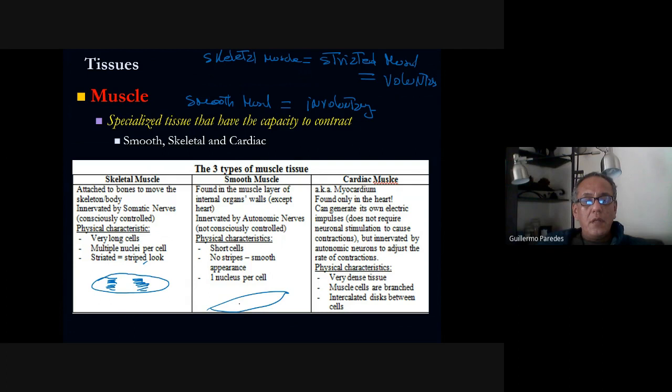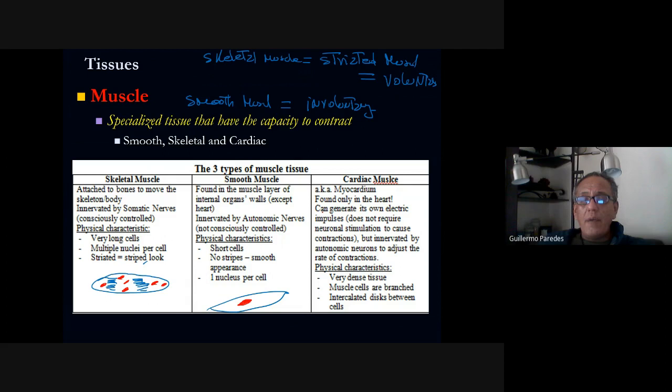The skeletal muscle has multiple nuclei. Nucleus, singular. Nuclei, plural. And this is skeletal muscle. Meanwhile, the smooth muscle has only one nucleus. That's what you need to remember.